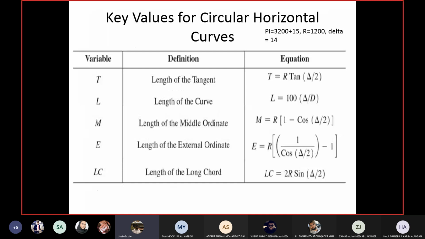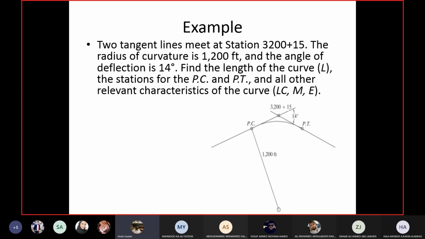The equations to calculate these parameters are given here, and we already have the equation for the degree of the curve and radius, so that equation is part of it. These are the equations to calculate the tangent length, the length of the curve, middle ordinate, external distance, and the length of the chord. You can see in all these equations you need R and delta, and in the equation of the curve you also need the degree of the curve. D is the degree of the curve, not diameter. We are not using diameter at all.